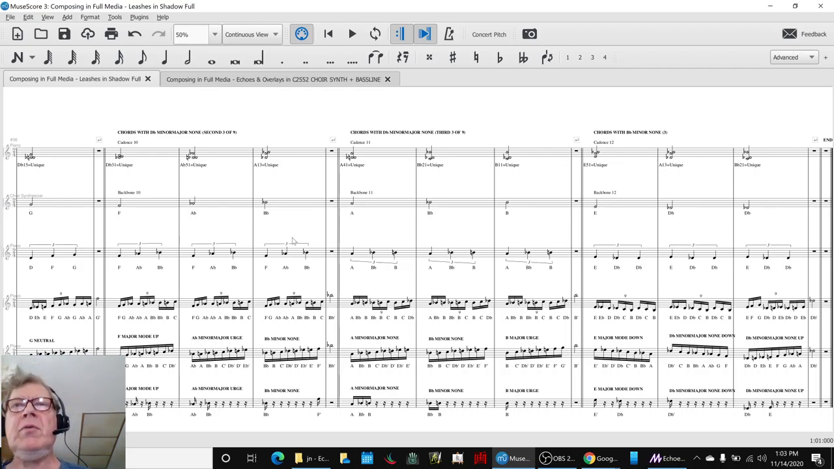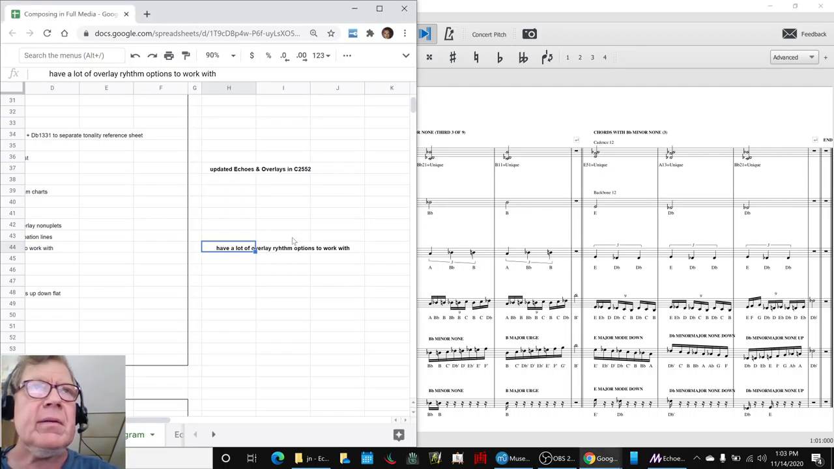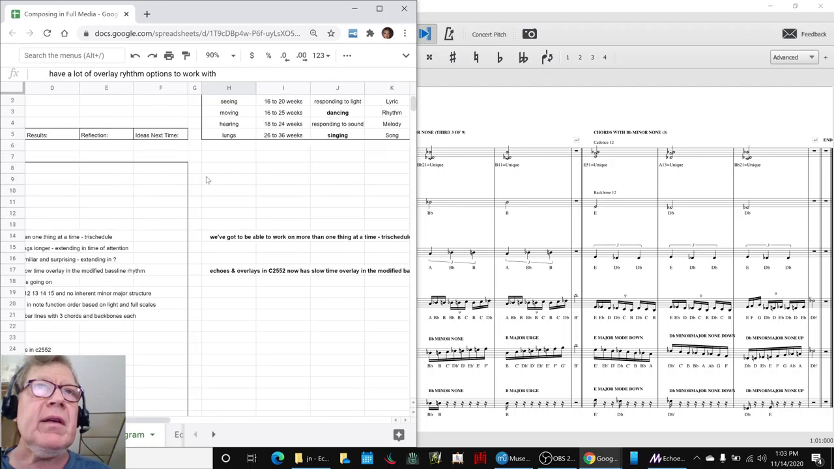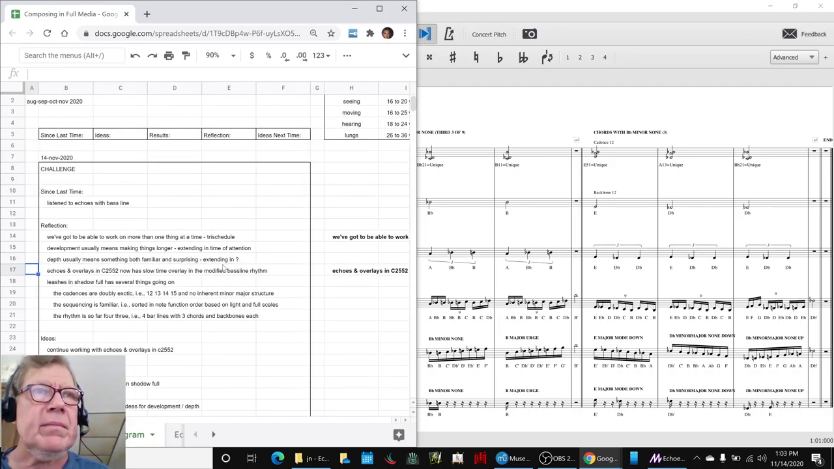We were hoping to develop the piece, which means make it longer than 53 seconds. And we were hoping to deepen the piece, which means making it have more interest and variation. I think we put that in here somewhere. What did we say? We said somewhere.